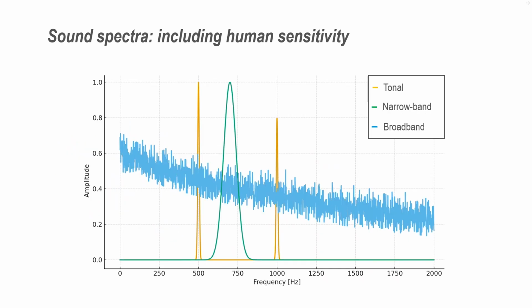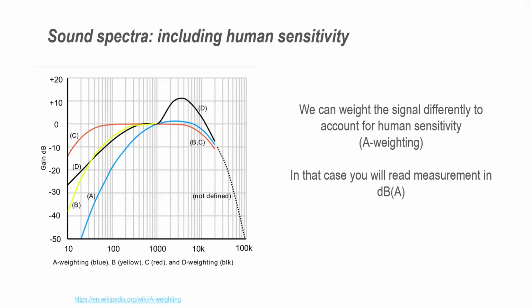When we examine some spectra, we can distinguish between tonal contributions, broadband contributions, and narrowband contributions. Because human hearing is not equally sensitive across all frequencies, we often weight the signal. The most common approach is the A weighting, which adjusts the spectrum to better reflect human perception. In this case, measurements are reported in decibel A or dBA.